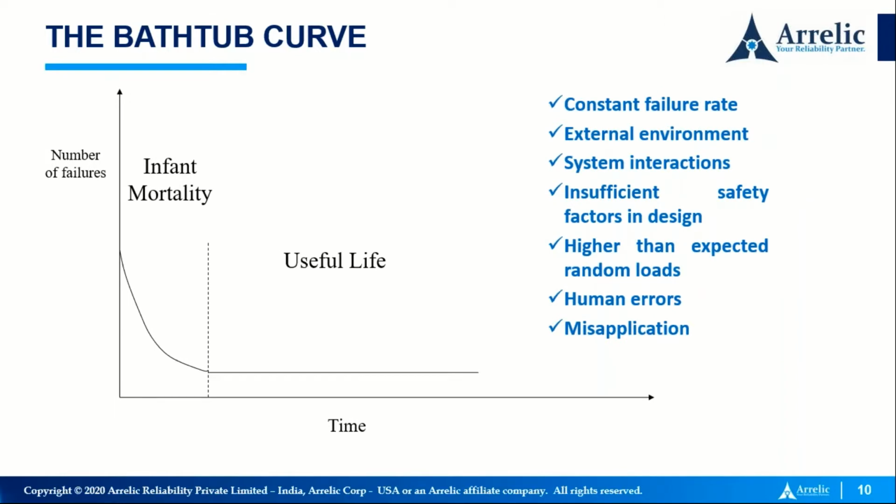And the failures here, as I said, occur at a more or less constant failure rate. Failures could be due to the external environment, system interactions, insufficient safety factors in the design, higher than expected random loads, maybe due to human errors, and maybe due to misapplication.